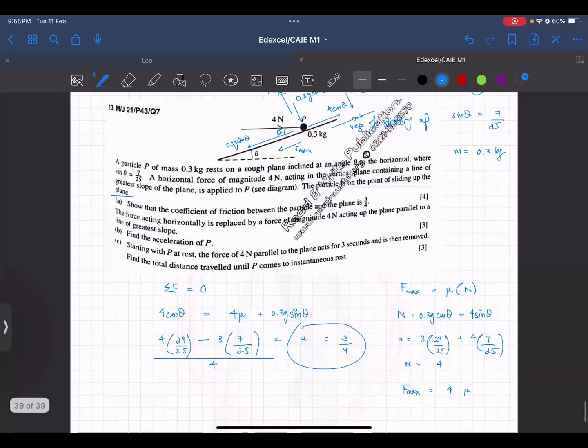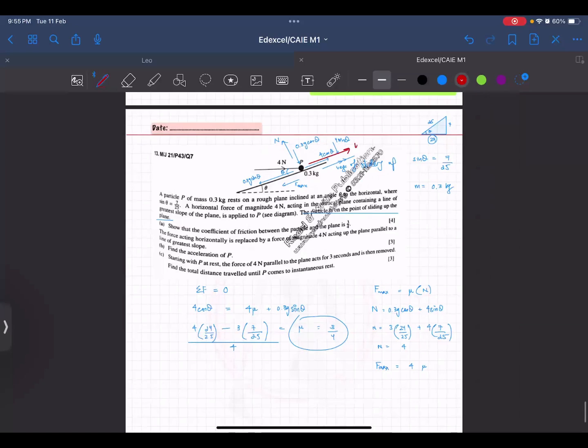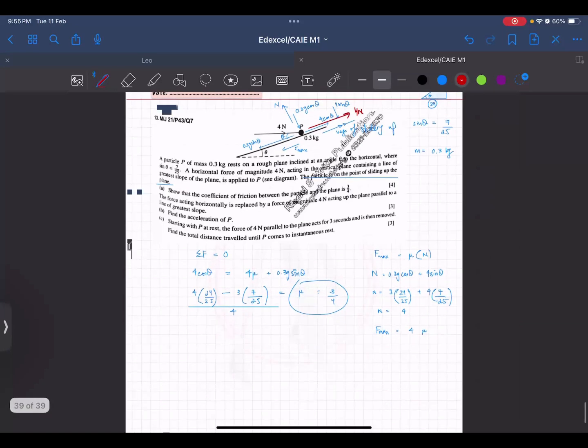The force acting horizontally is replaced by a force of magnitude 4 Newton acting up the plane, parallel to the plane. So now this force is not like this. It is now parallel to the plane upwards. This is the new force. Find the acceleration of P. So if now the force is like this, we'll find the acceleration.